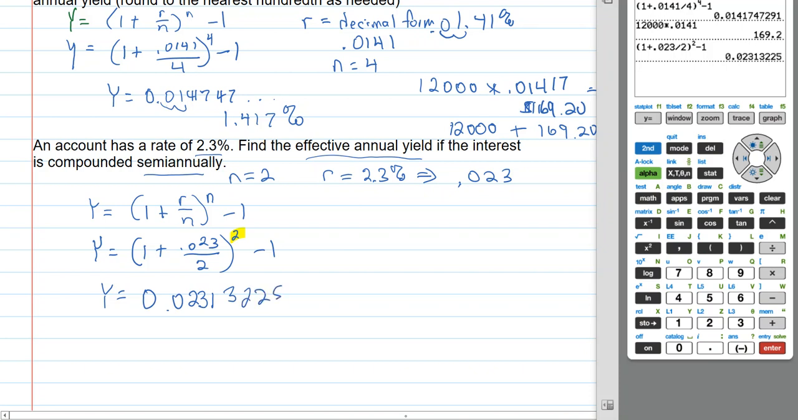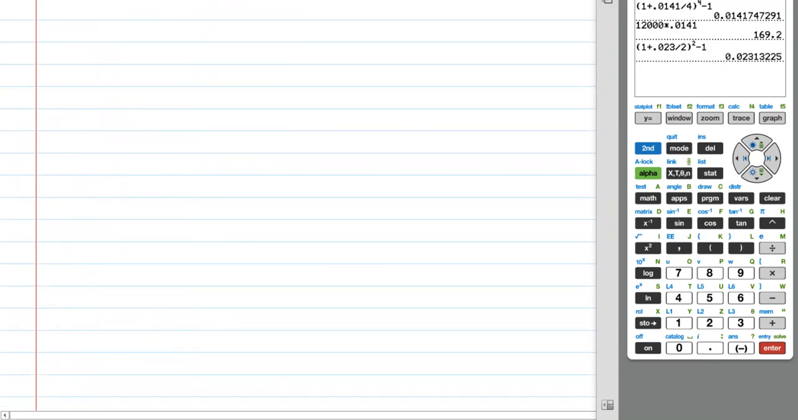The more decimals you go, the more accurate it would be. But in this one, I only had one decimal, so I'm going to move over 2, so it's 2.31%. And we are done for this section. Yes.